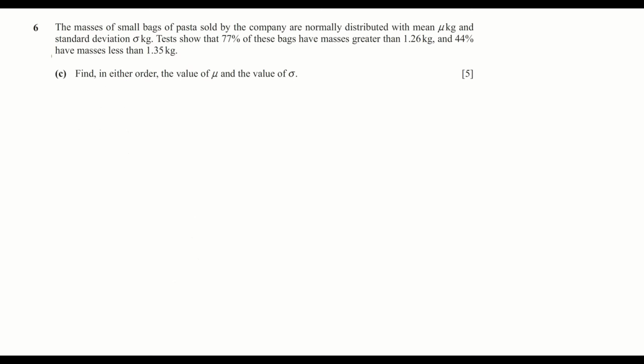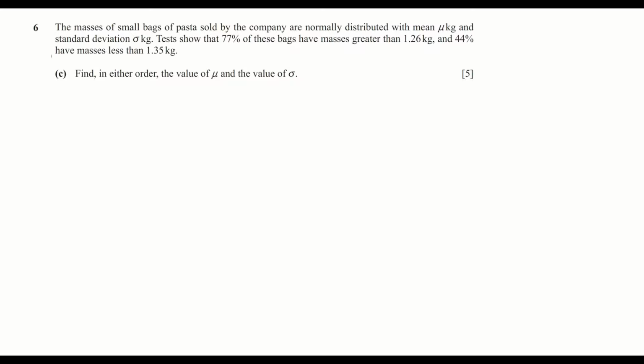Part C says the masses of small bags of pasta sold by the company are normally distributed with mean mu kilograms and standard deviation sigma kilograms. Tests show that 77% of these bags have masses greater than 1,26 kilograms and 44% have masses less than 1,35 kilograms. Find in either order the value of mu and the value of sigma.